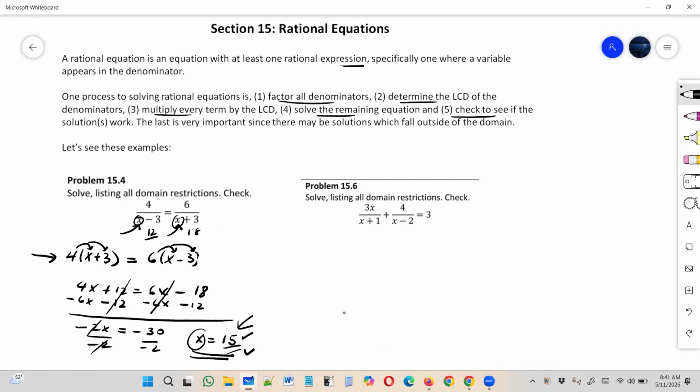Let's do the second case. Again, nothing to factor, but the LCD, again, is the product of the two. So I need to multiply this term and that term by the LCD, which is x plus 1, x minus 2. So every single term. I'm going to write it over here. It's going to be a little bit long, but let's write it.